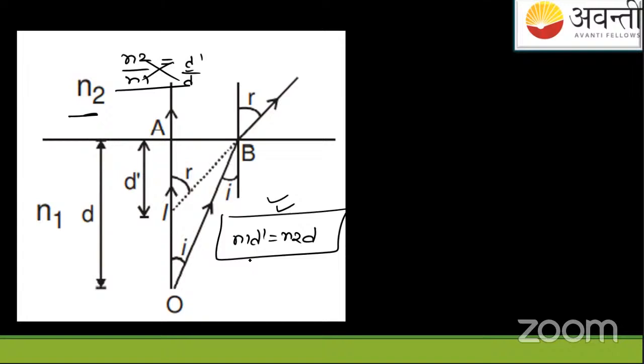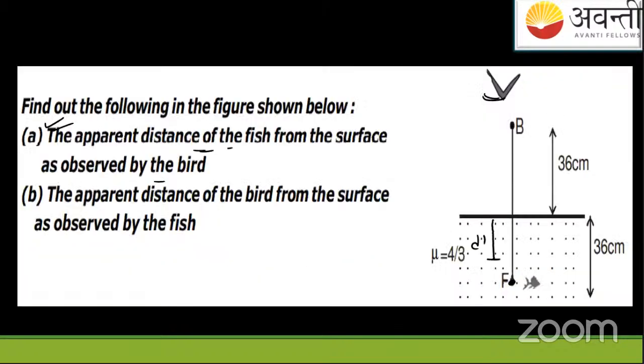What does it mean? n1 d dash, n2 d. It means that n1 is the water medium; connect this with the apparent depth. Air is the original, practical, real, genuine thing; connect this with the real depth. Similarly, I will use it here. This is d dash, apparent, so I will connect this with water, because water shows you the illusion. I will connect the real depth, that is 36 centimeters, with the real medium, that is air.